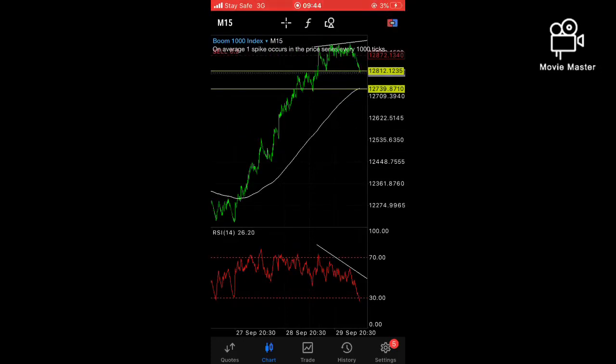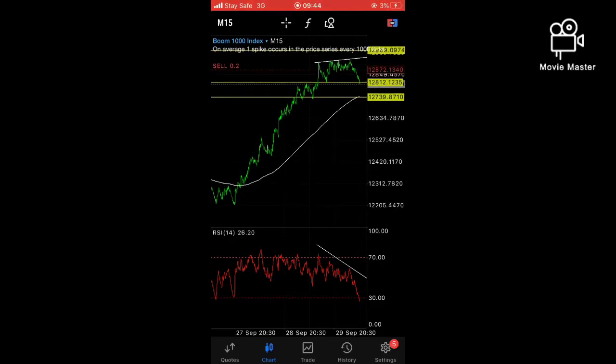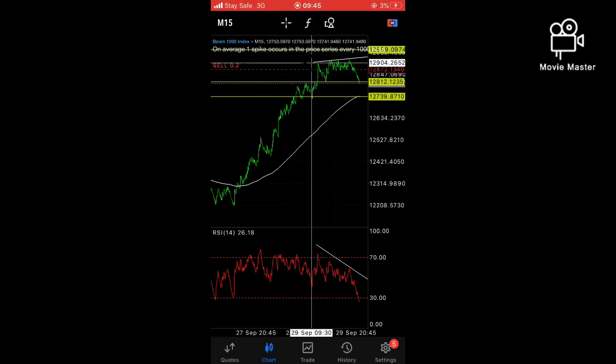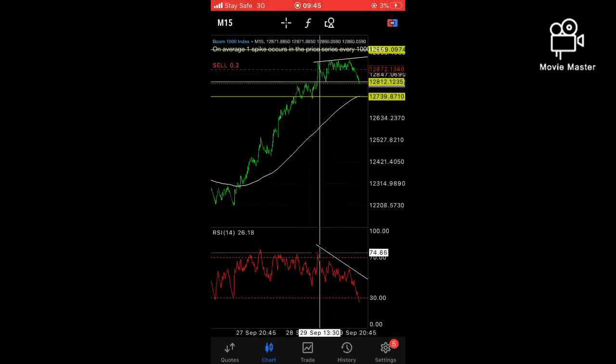I'm on the 15 minute time frame right now on Boom 1000. As you can see, the market is really making higher highs. I've explained this before. It's making higher highs, and the RSI is making lower highs.